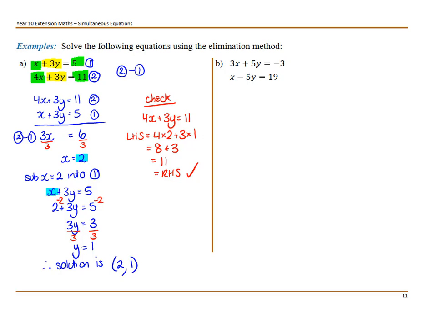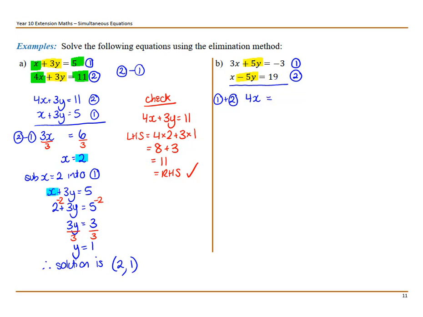Now let's look at our next example. So 3x and x, they're different, but we have a positive 5y and a negative 5y. So if we add these two equations, we're going to get rid of our 5y's. So we label our equations 1 and 2, and we're going to go 1 plus 2. And you can just draw a line underneath. You don't have to rewrite your equations. 3x plus x is 4x. 5y plus negative 5y is 5y take 5y, so it's gone.